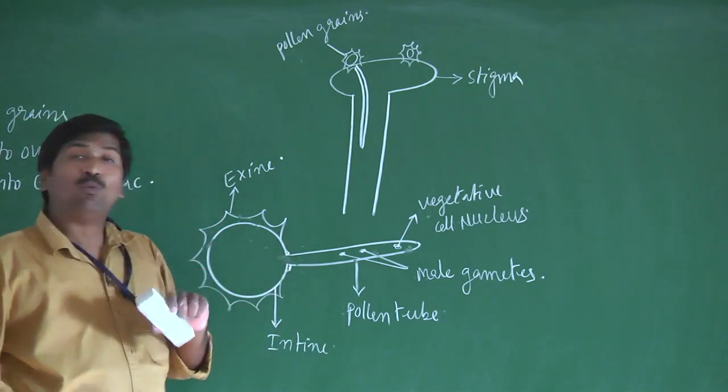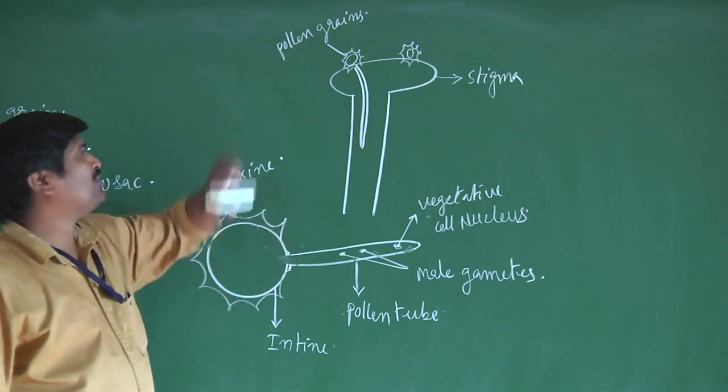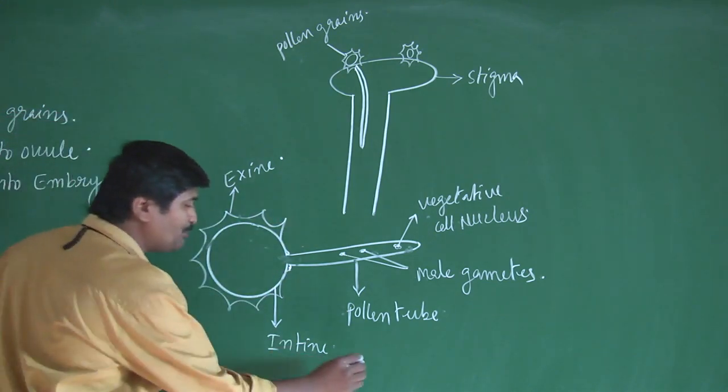Okay. So what are the elements that are essential for the germination of the pollen grains? It is very important.